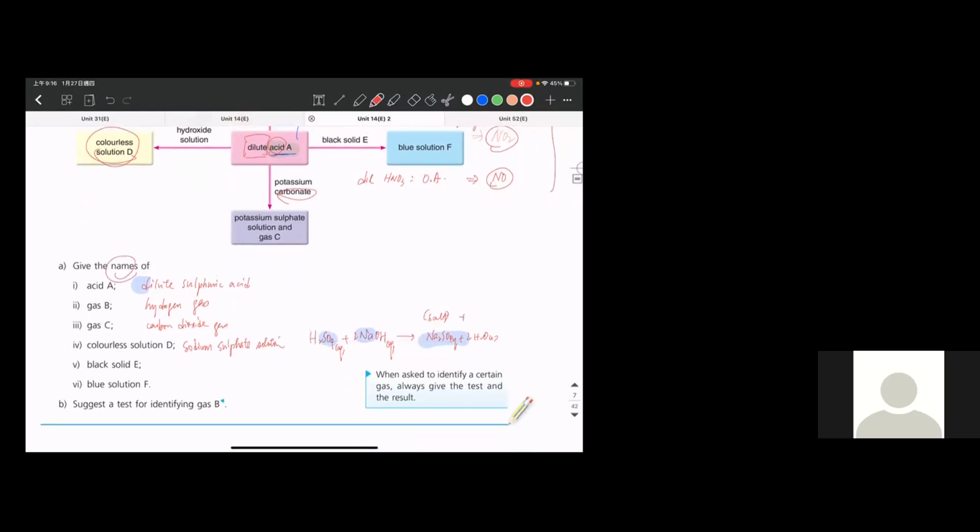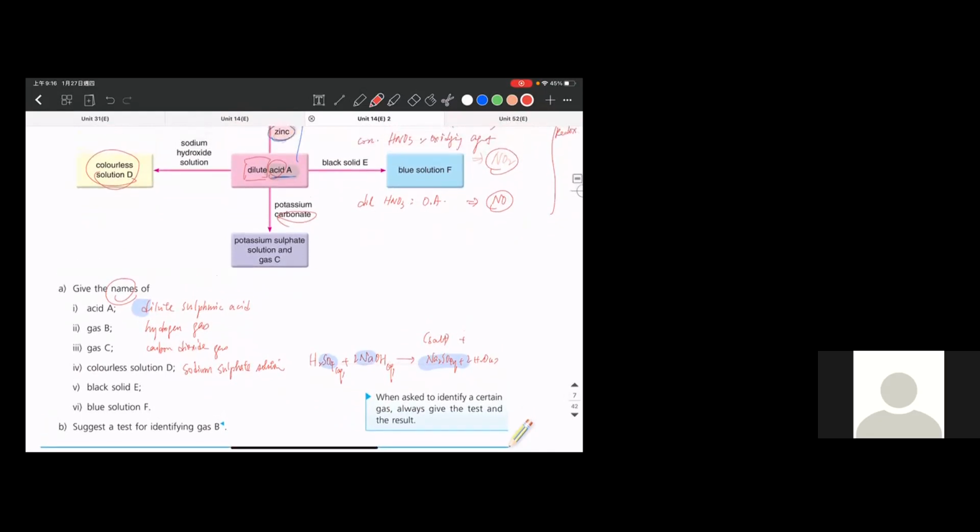Now, black solid E and blue solution F. You can do it together. You can tell together what can it be? I think black solid E should be copper, and for the blue solution F, it should be copper 2 sulfate. Yeah, copper 2 sulfate is correct, right? Because of what? The blue solution gives you a clue.